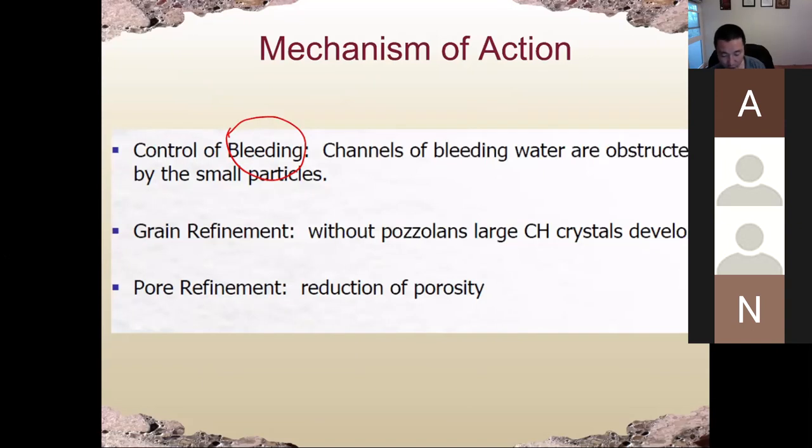If I introduce fly ash or slag or silica fume in concrete, we may reduce the bleeding of concrete. We also refine the grain, because these materials can transform the larger calcium hydroxide crystals into CSH. This enhances the strength, and will also increase the durability of concrete. It will also reduce the porosity and increase the durability.